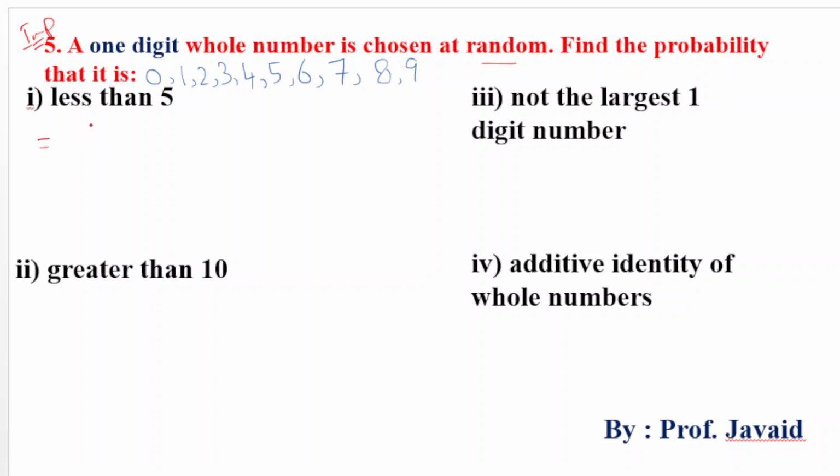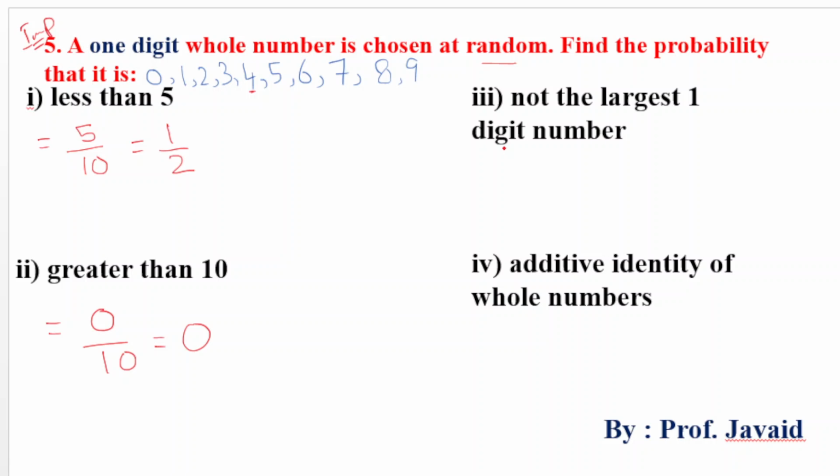Probability less than 5. Less than 5 are how many? 1, 2, until 4. Okay, 1, 2, 3, 4, 5. So 5 divided by 10. So that will be 1 over 2. And the next is greater than 10. Do you think there is any number greater than 10? There is no number which is greater than 9 as well. So favorable outcome 0, total 10, so that will be 0. The third part, not the largest one digit number.